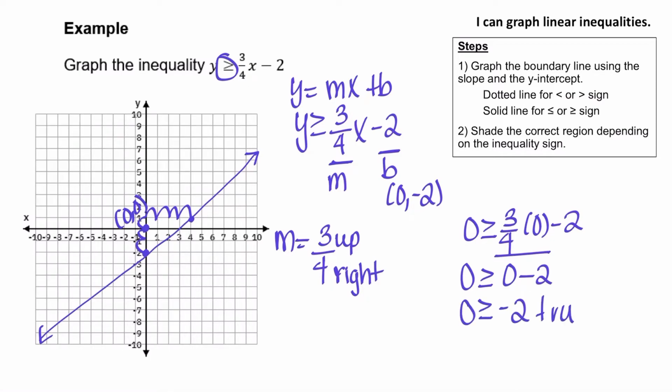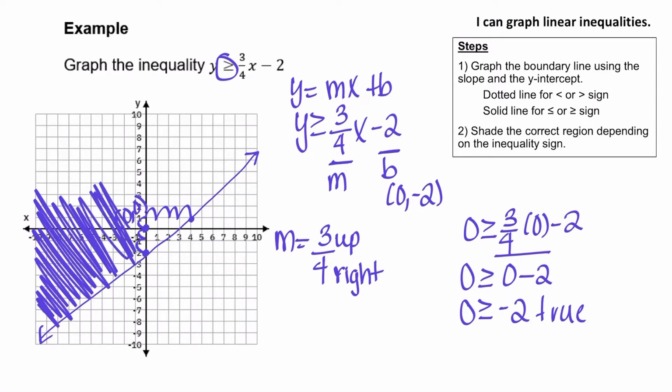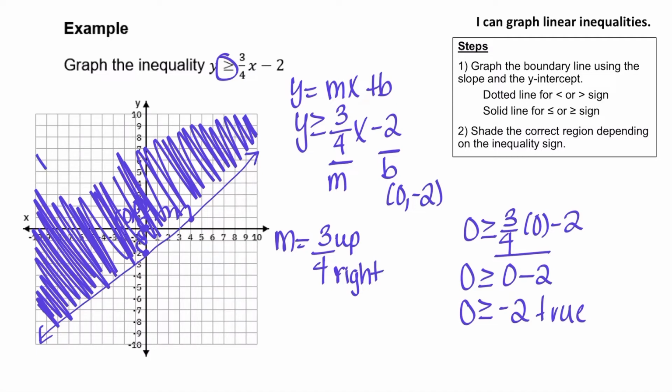That is true. So I'm going to shade the side of my graph that does include (0, 0). That is this part of the graph right here, and I'm just going to shade all of that in.